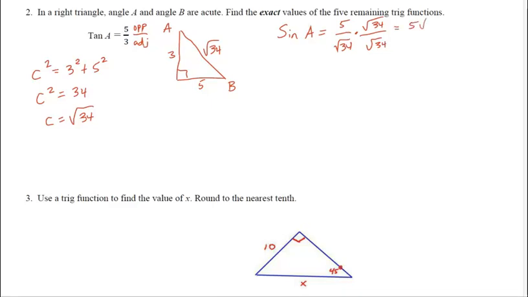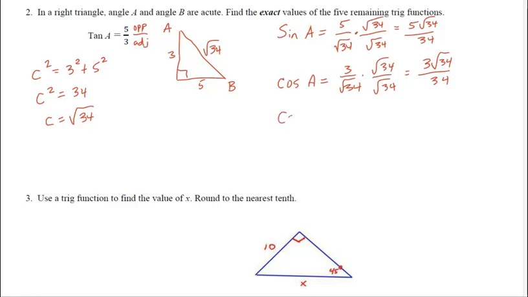So that's 5 root 34 over 34. Cosine of angle A is adjacent, which is 3 over the hypotenuse, rationalized. And that's going to be 3 root 34 over 34. We already know tangents, so we don't have to list that one again. So now I'm just going to work on the reciprocals.